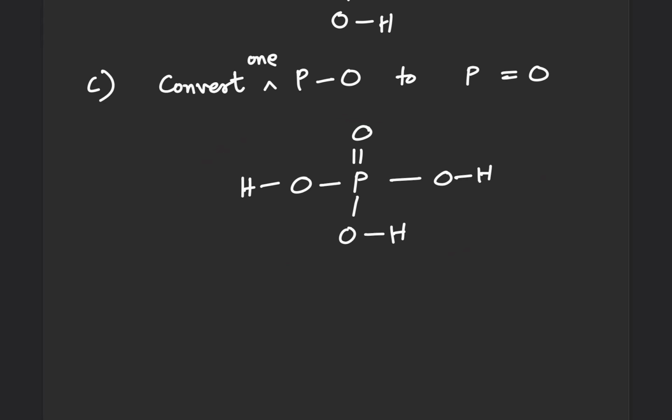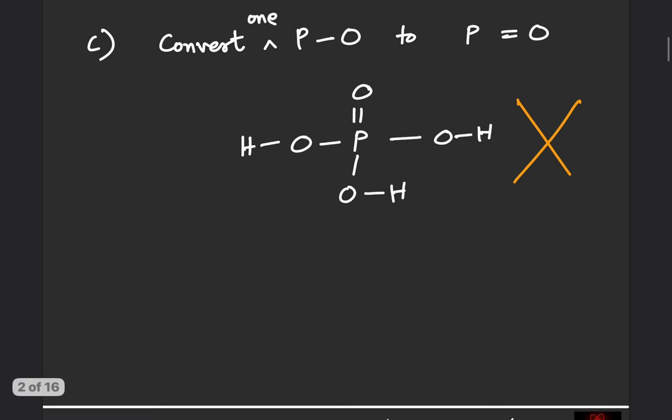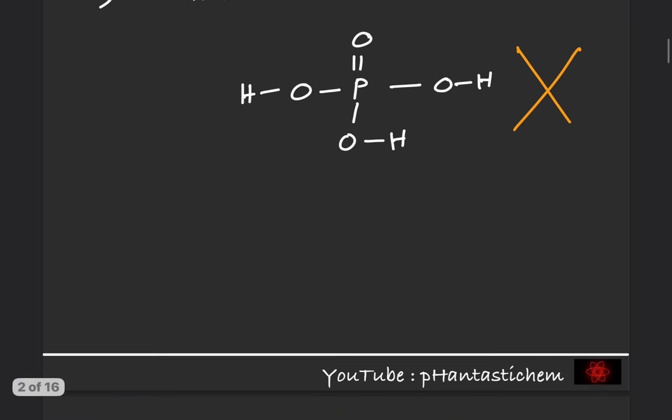So this is a hit and trial method to find out the structures of phosphorus compounds. As you can see, it does not contain any P-H bond, right? So therefore this cannot be the answer. Okay, next we have option B. Option B is H3PO3.